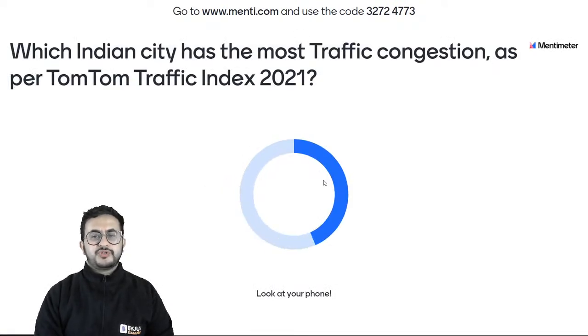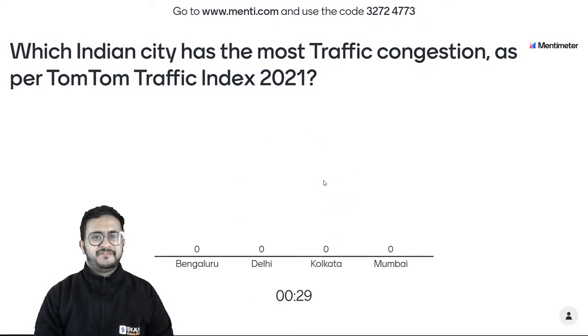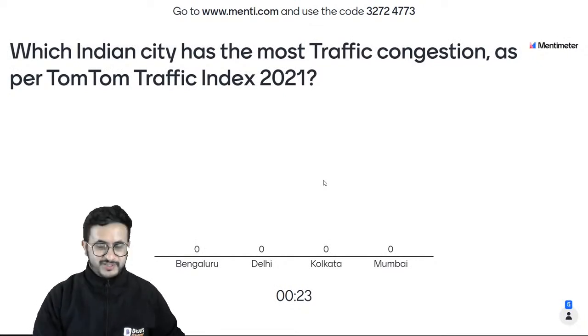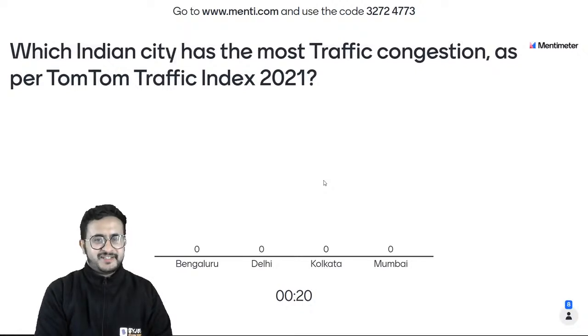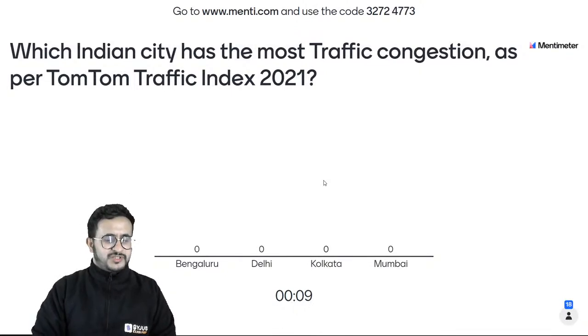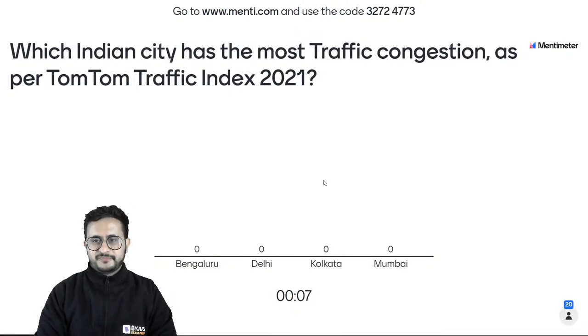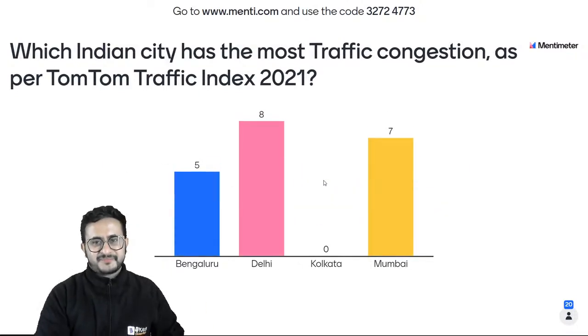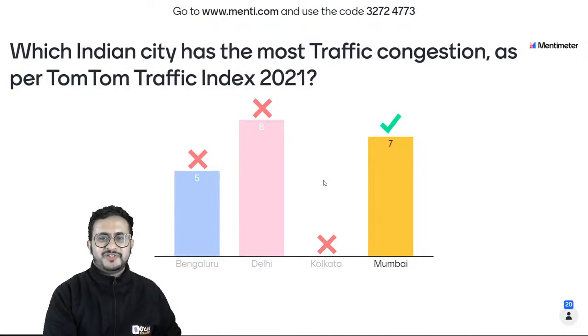Which Indian city has the most traffic congestion as per the TomTom Traffic Index 2021? Bengaluru, Delhi, Kolkata, Mumbai. This TomTom Traffic Index was released recently, and a list of some 100 odd cities was released. Which Indian city has the most traffic congestion out of these? How many of you heard this? Okay, no one says Kolkata. The right answer is Mumbai.